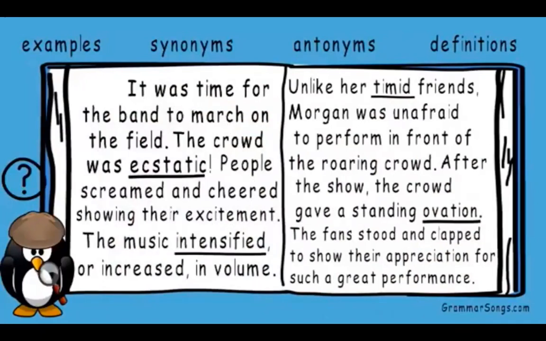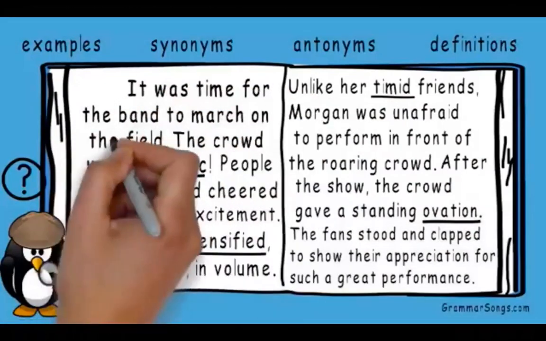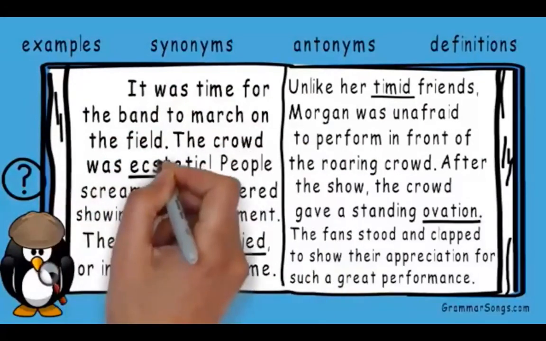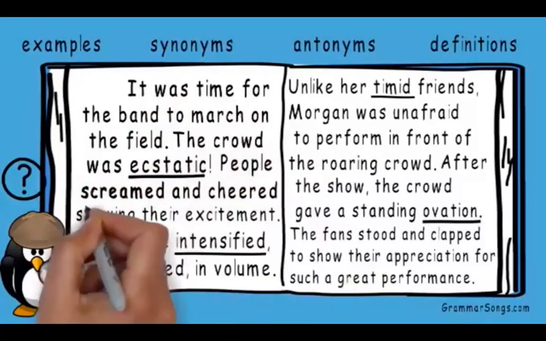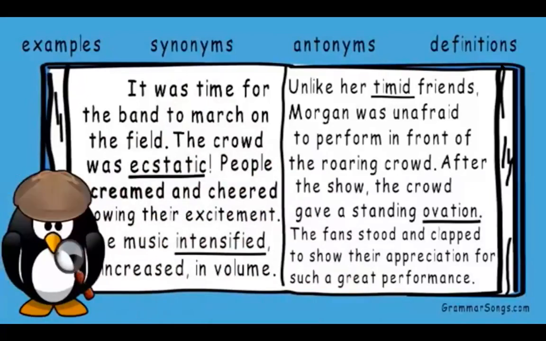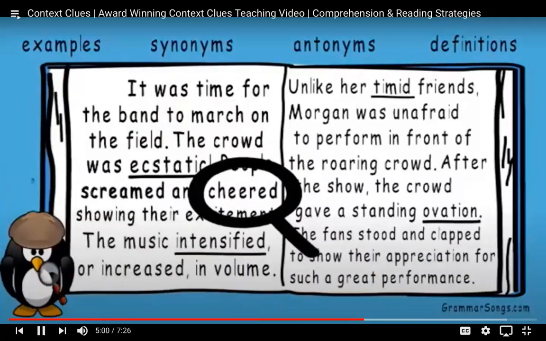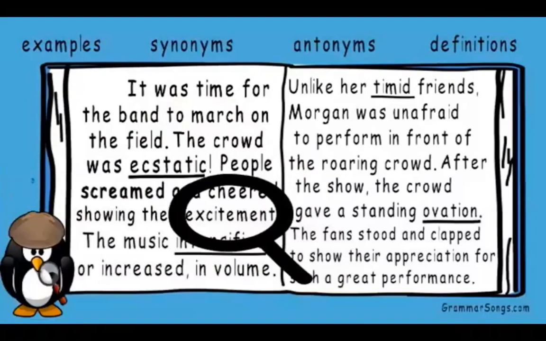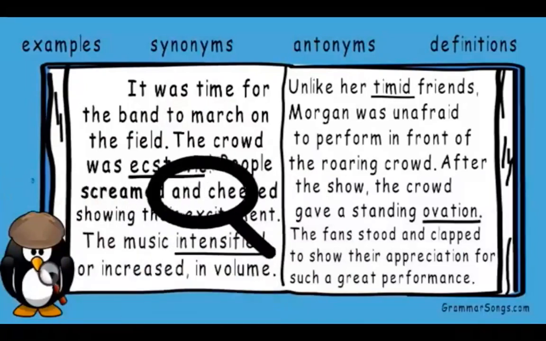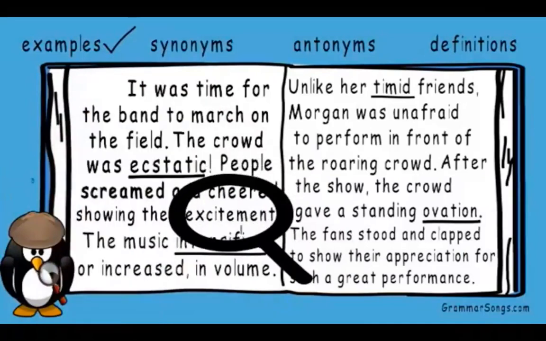Let's start again at the beginning so we can gather all the context surrounding the word ecstatic. It was time for the band to march on the field. The crowd was ecstatic. People screamed and cheered, showing their excitement. I see some clues. That's great. What do you see? People screamed and cheered and showed excitement. Very good. Screamed and cheered would be examples of people who are ecstatic. People who are ecstatic are excited. Let's keep reading.